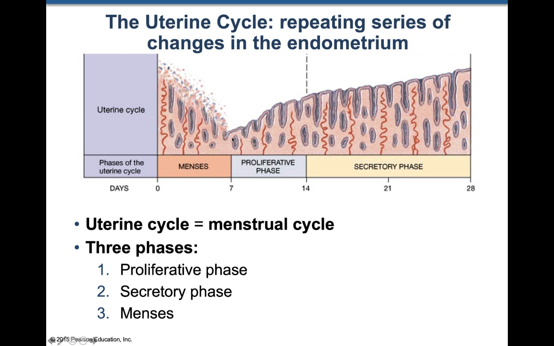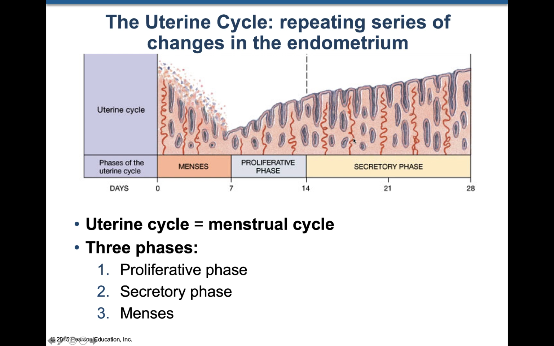It's going to start rebuilding and prepare for a new cycle, and that's from day 7 to 14. So menses is 0 to 7 days. I never know anybody with a 0 or 1 day period. So 0 to 7 days is menses. 7 to 14 is when it's rebuilding, preparing the body for a new cycle. And then from 14 to 28, the endometrial lining is at its thickest, and it's ready for implantation.